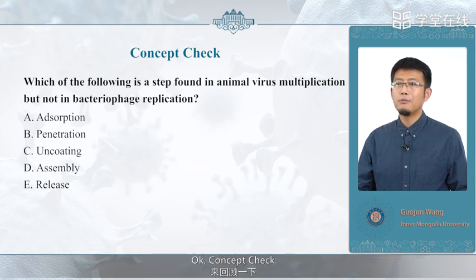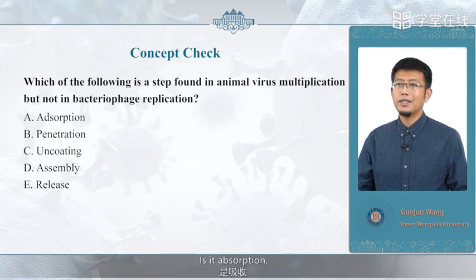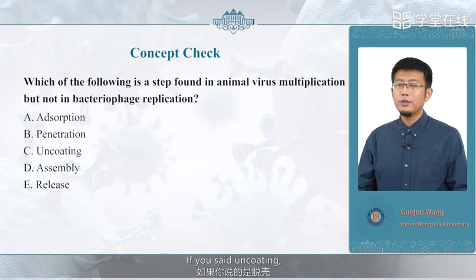Okay, concept check. Which of the following is the step found in the animal virus multiplication but not bacteriophage replication? Is it absorption, penetration, uncoating, assembly, or release? Which is in the animal but not in the bacteria? If you said uncoating, you're right. Good job, you got it.